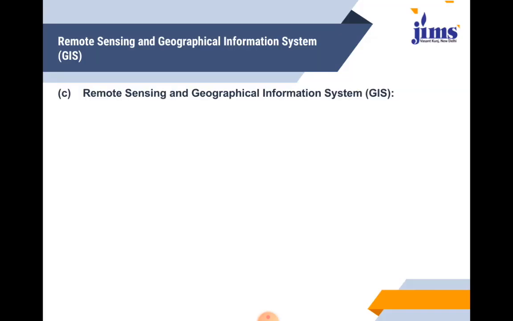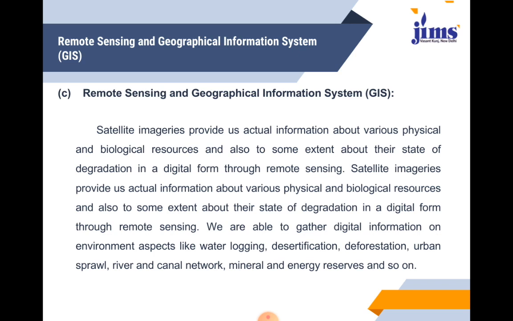Remote sensing and geographic information system. Satellite images provide actual information about various physical and biological resources and also to some extent about their state of degradation in a digital form through remote sensing. We are able to gather digital information on environment aspects like waterlogging, desertification, deforestation, urban sprawl, river and canal network, mineral and energy reserves, and so on.